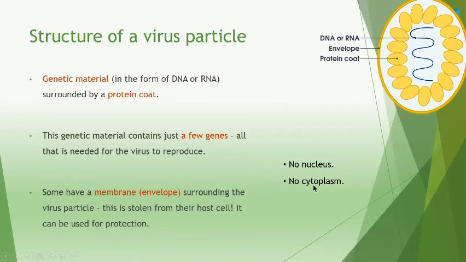Some viruses have a membrane or an envelope surrounding the virus particle. This is stolen from their host cell. Can you believe that? It can be used for protection. This is the envelope, the yellow surrounding part. You can see here, envelope.